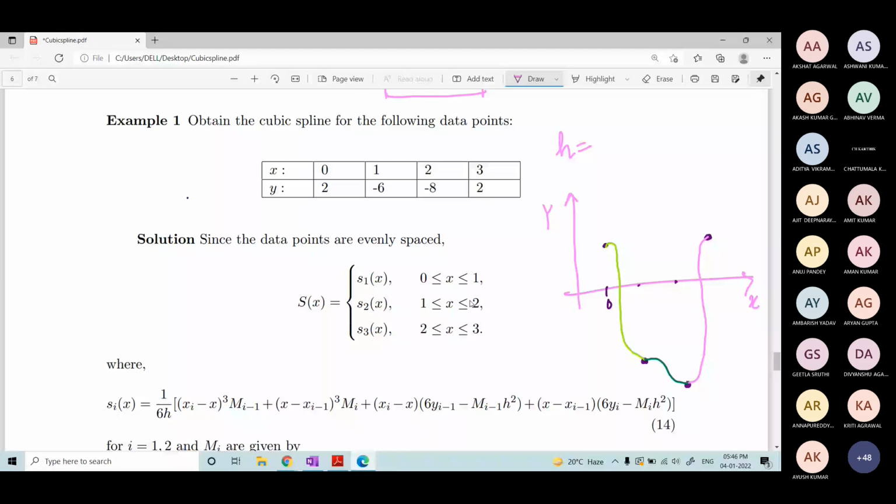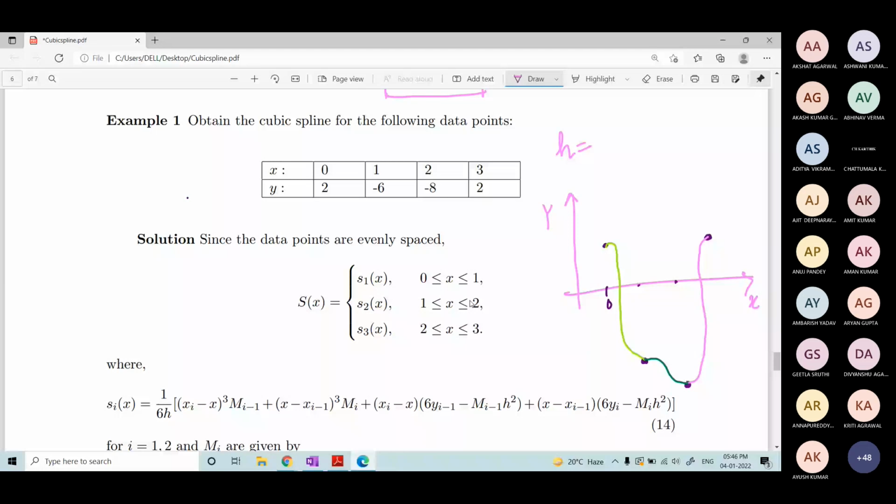So we know the formula for S(x) is 1/(6h) times (xi minus x) whole cube times m(i-1), plus (x minus x(i-1)) whole cube times mi, plus (xi minus x) times (6y(i-1) minus m(i-1) h squared), plus (x minus x(i-1)) times (6yi minus mi h squared). So this is the formula for S(x). You will have to remember this. Now the mi are given by, as I told you, if the data points are evenly spaced, a simplified form of the system of equations. So these are the equations.